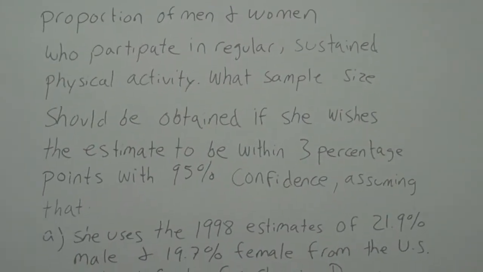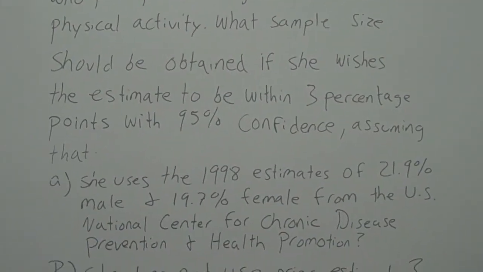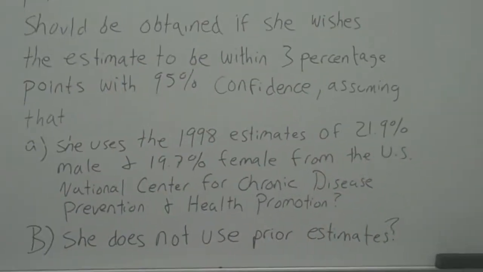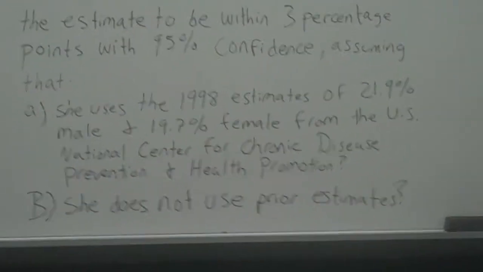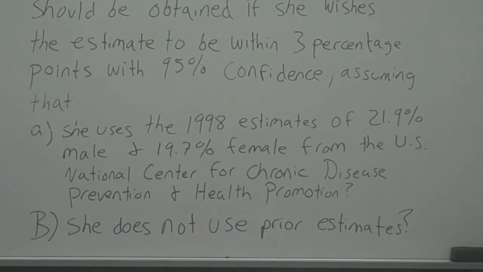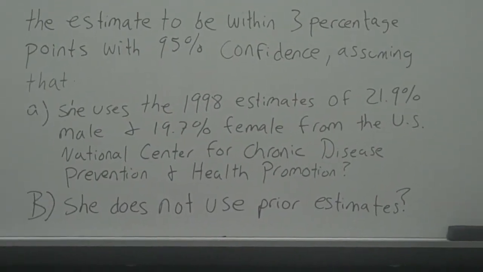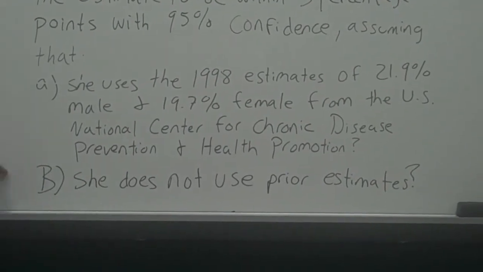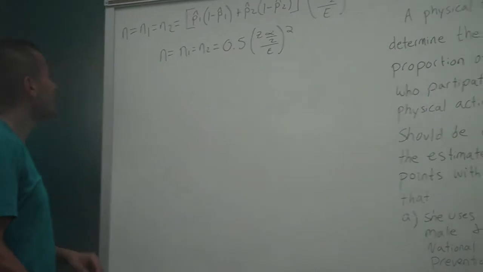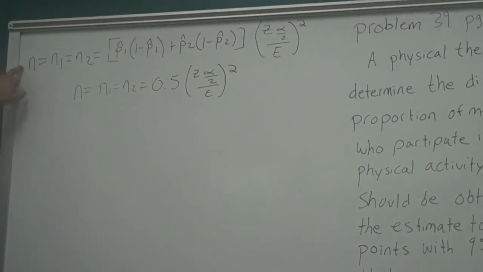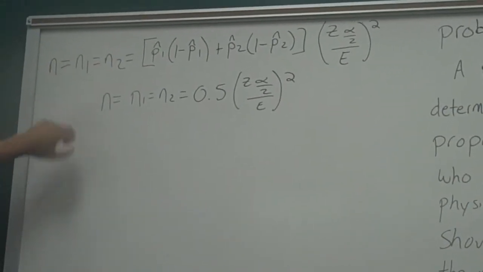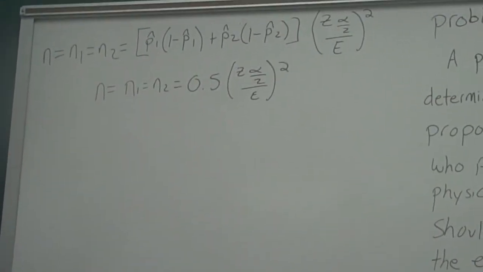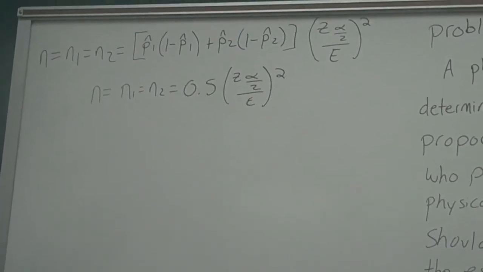What sample size should be obtained if she wishes the estimate to be within 3 percentage points with 95% confidence, assuming that she uses the 1998 estimates of 21.9% male and 19.7% female from the U.S. National Center for Chronic Disease Prevention and Health Promotion, and B, she does not use prior estimates. This is the formula for determining the sample size when you have prior estimates, and this is the formula that you would use when you don't have prior estimates. You can refer to page 478 if you need to look at the problems.